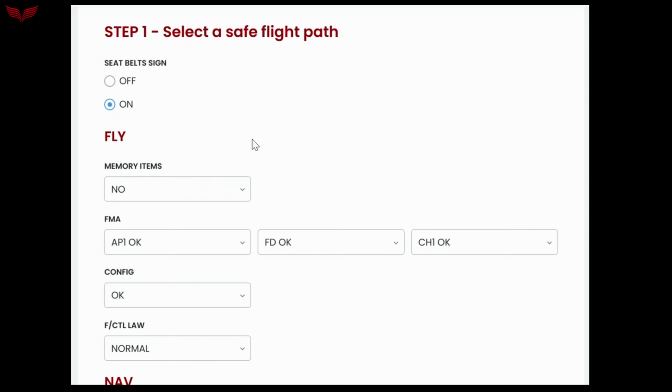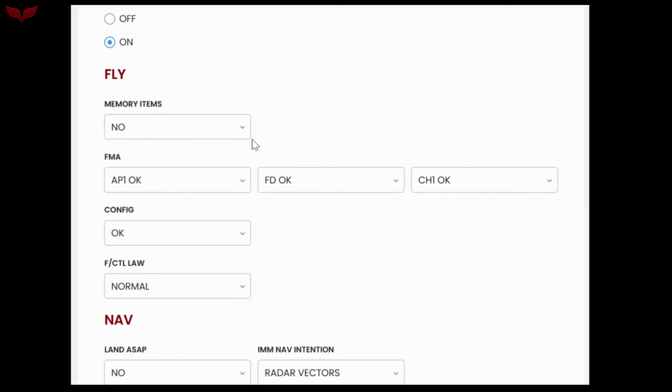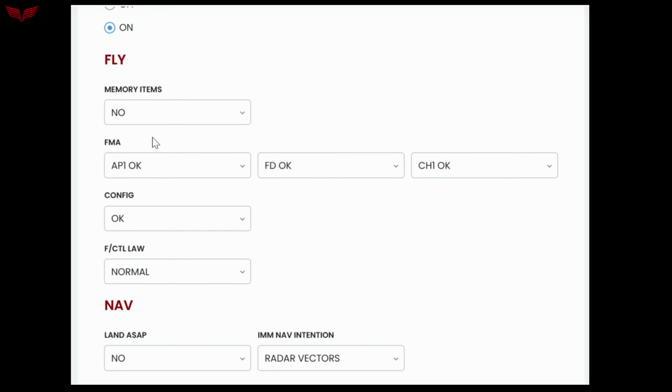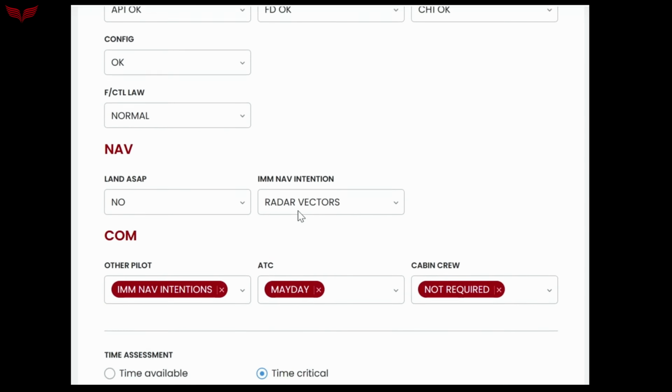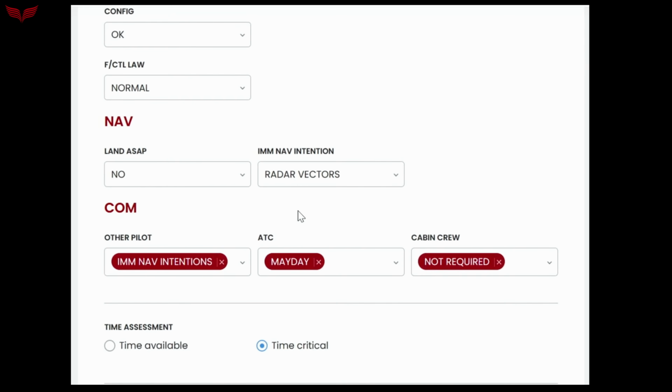Step 1, select a safe flight path. Seatbelts are already on, memory items no, FMA, autopilot okay, flight directors okay, auto thrust on channel 1 okay. Configuration, we have the landing gear extended and we are in normal low. Navigate, do we have land us up? No. Immediate nav intention, we need to require radar vectors for a straight-in approach, runway 12 left in Bahrain.